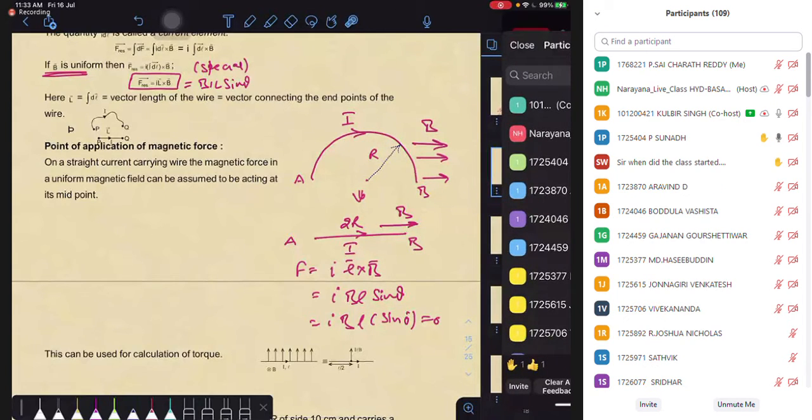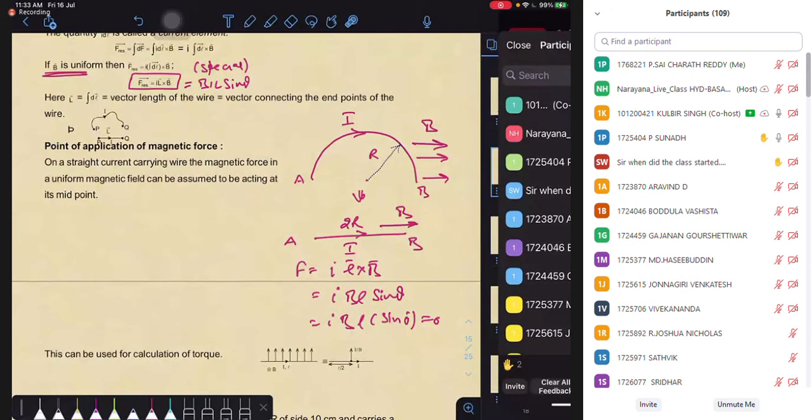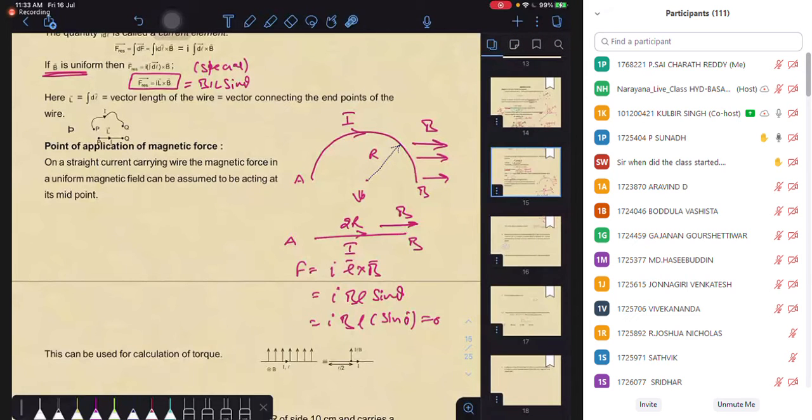Sir, what does the negative sign represent? Sir, negative sign where? Sir, we took the force as restoring. So why did we take that as a restoring force?